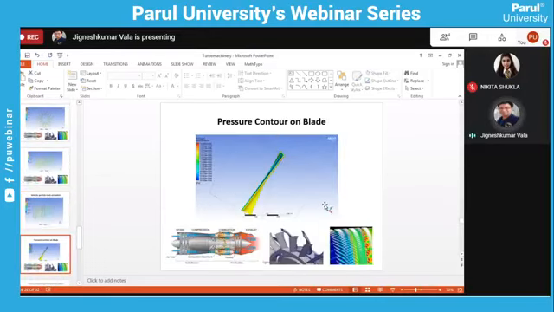Fine. So as I told you, the pressure contour on the blade. The pressure contour on the blade.